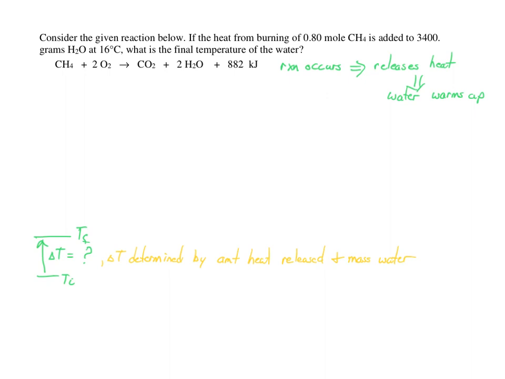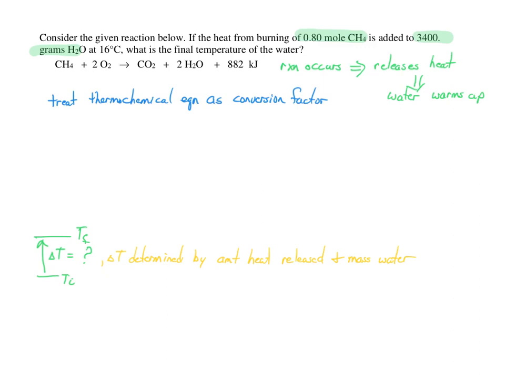Physically, what's going on in this problem is that there is going to be a reaction that occurs. It's exothermic, which means it releases heat, and this heat goes into a water sample, and the water sample warms up. There's going to be an increase in temperature. So the question is, what is the delta T? And the delta T is going to be determined by the amount of heat that's released by the reaction occurring and the mass of water that we have.